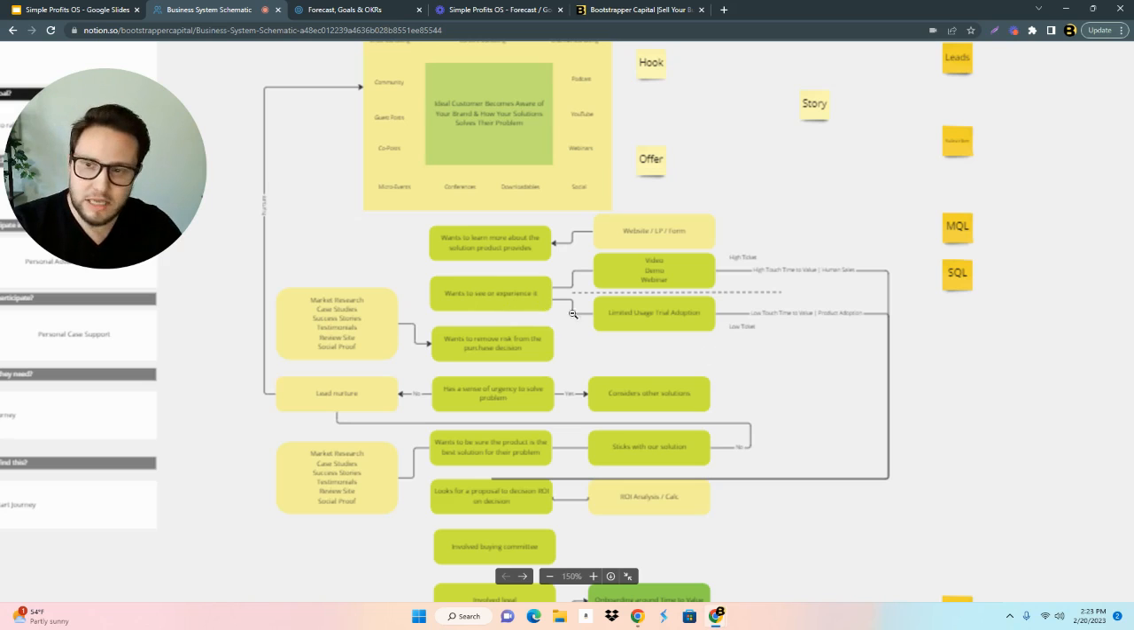Now here, typically in a business system, you'll have two steps. You could either go one step being a high touch type of experience, or you could go a low touch type of experience. We've probably all experienced them both. High touch type of experience would be a person, typically a sales process. This is typically for high ticket or high dollar sales.